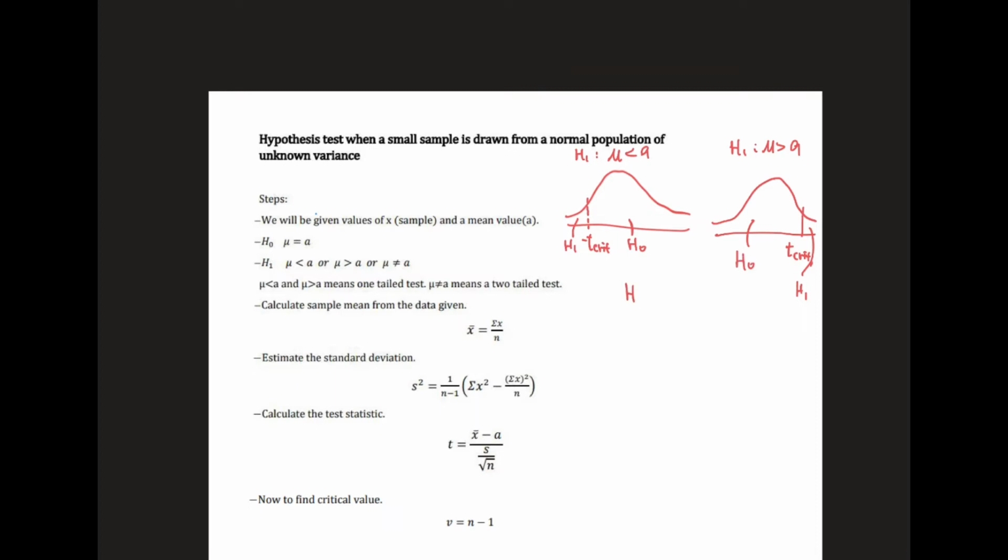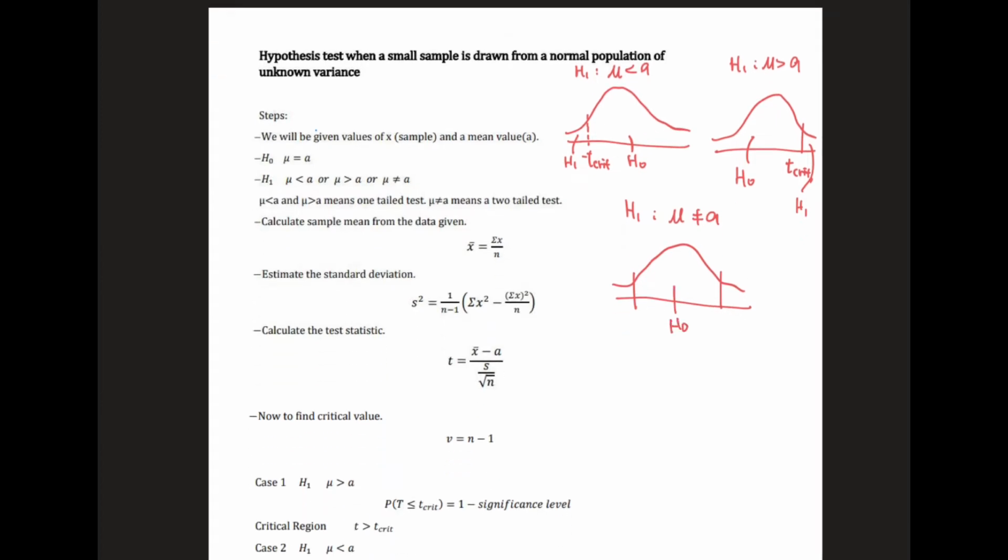But if your H1 is mu not equal to a, then you should expect a two-tail test. The two tails are, of course, this tail and this tail. Each of these is known as one tail, so this one is a one-tail test and this is two-tail. Again, we have the H0 region, the sides are the H1 region, and then the negative T critical and the positive T critical. So we have two-tail and one-tail. Now mu not equal to a means a two-tail test, which is this one.